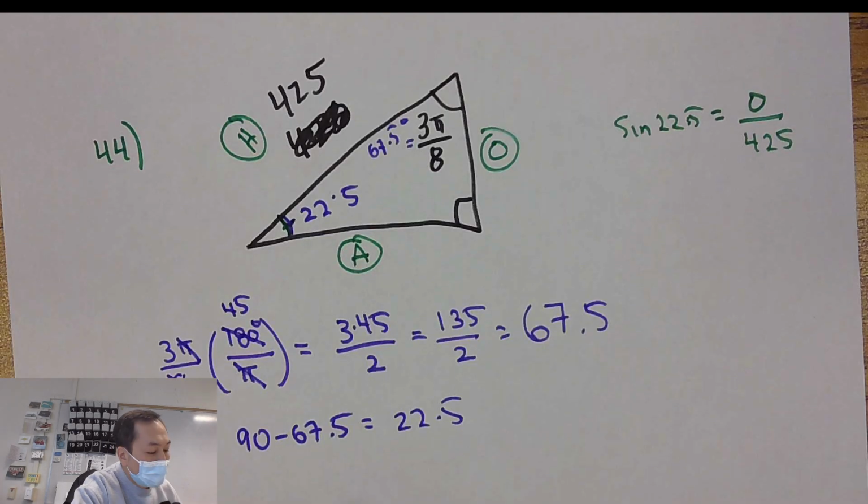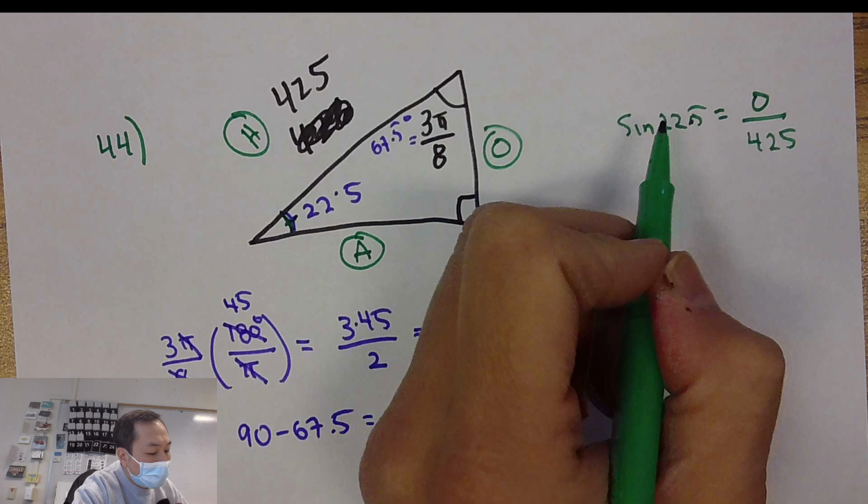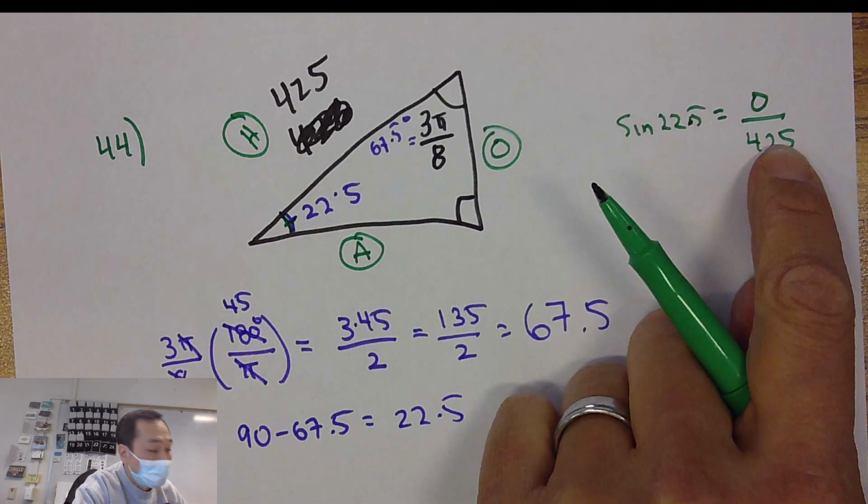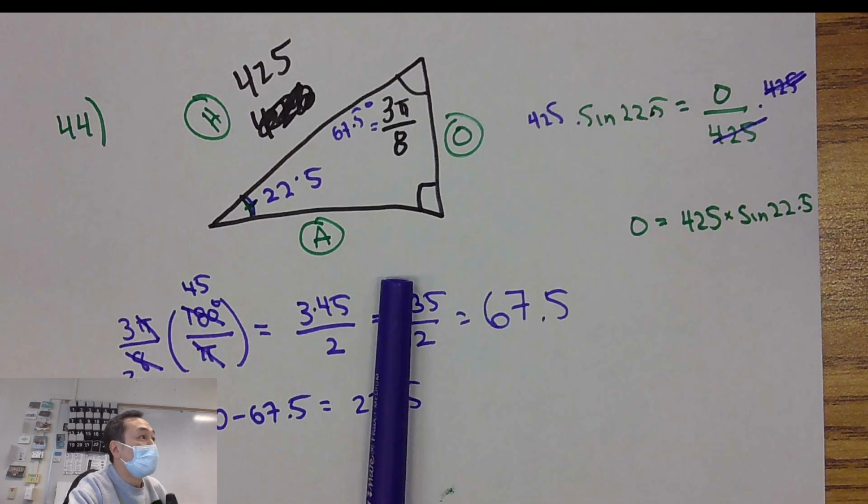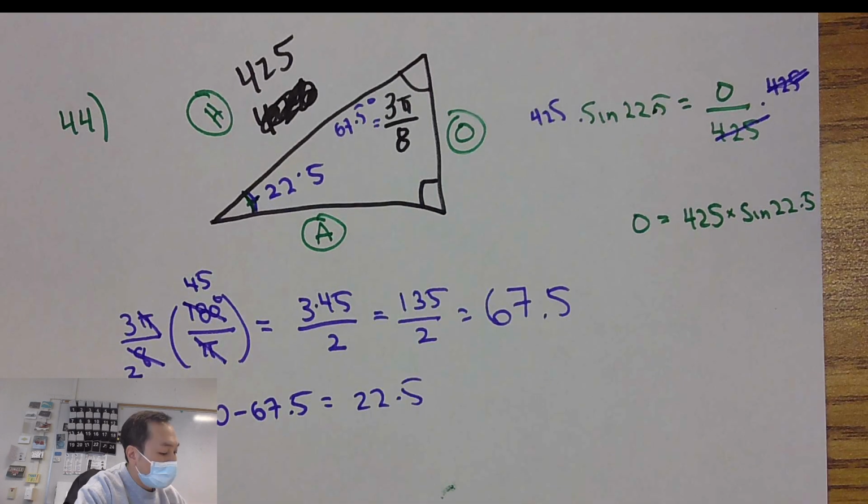Before I even touch my calculator and get the sine of 22.5, I'm going to solve for O. In order for me to solve for O, I'm going to multiply by 425 on both sides. That will cancel that out. So I have O on one side, and I have 425 times sine of 22.5. Correct?